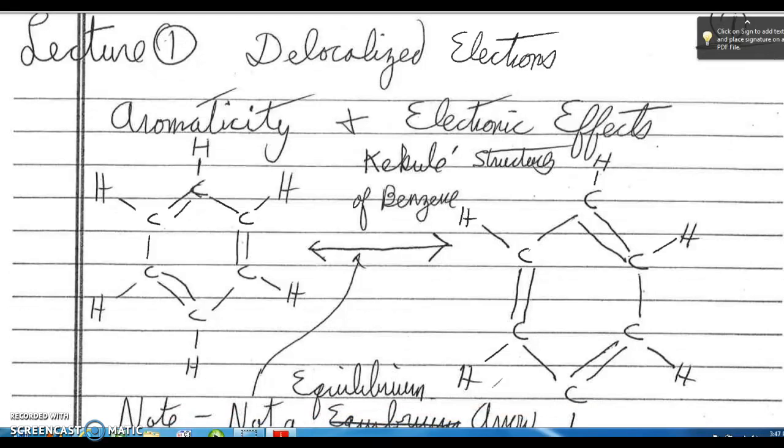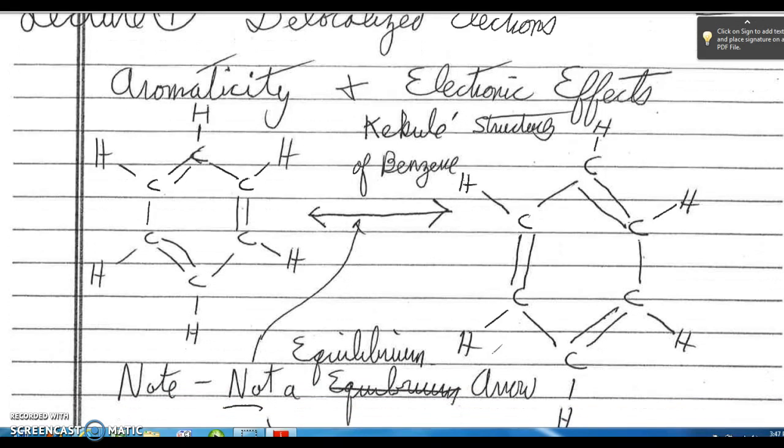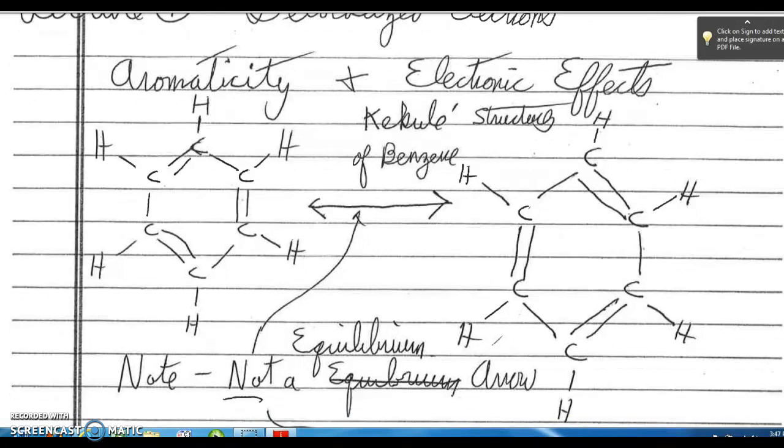We'll be talking in Chapter 8 about aromaticity and electronic effects. I have here the two classic Kekulé structures of benzene. That double-headed arrow is not an equilibrium arrow. There's no equilibrium between the two species. Neither of these structures adequately represents benzene in all of its properties, and I apologize for my poor drawing.